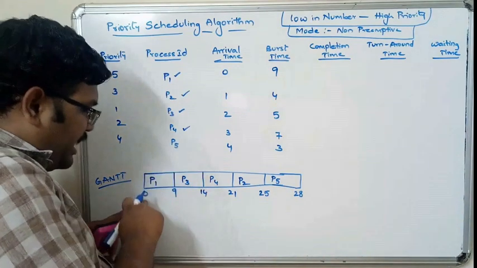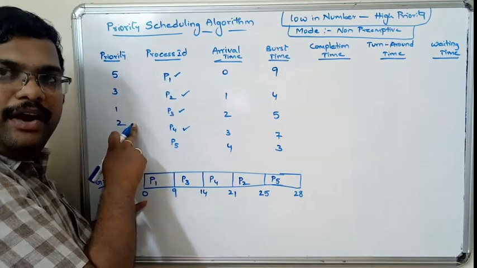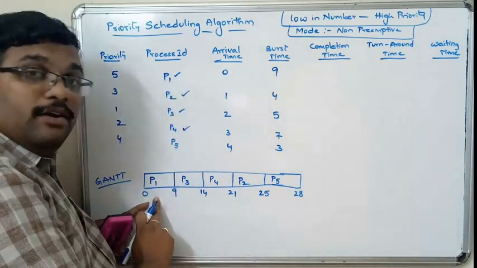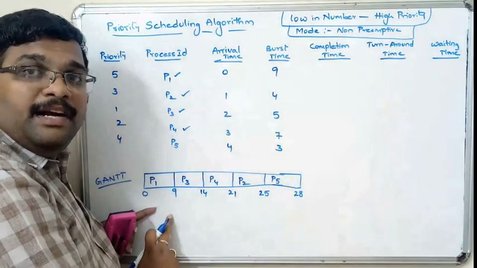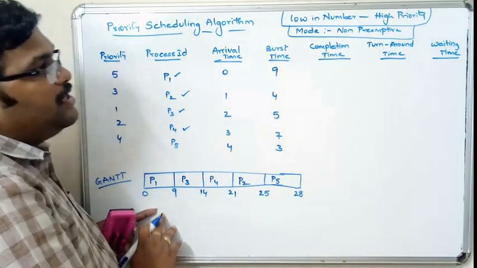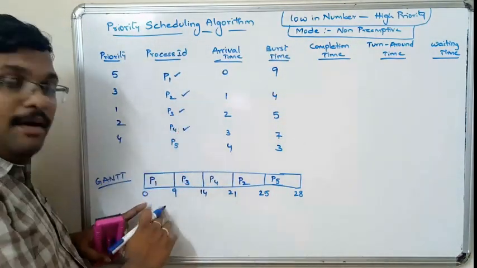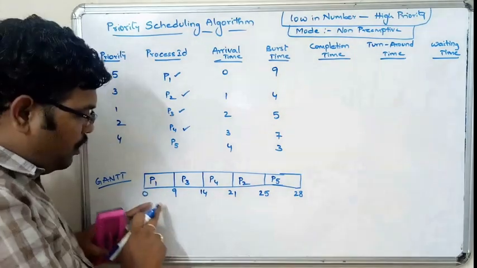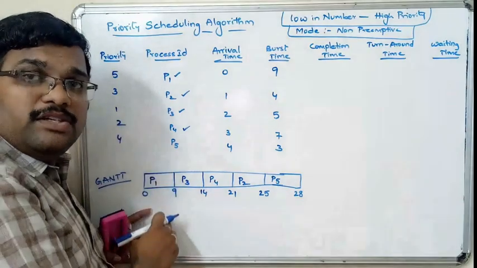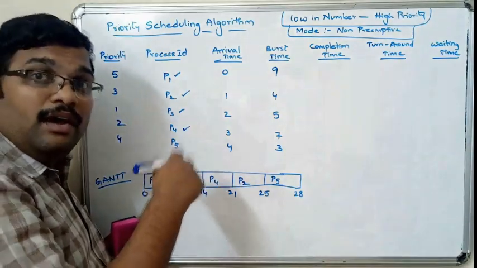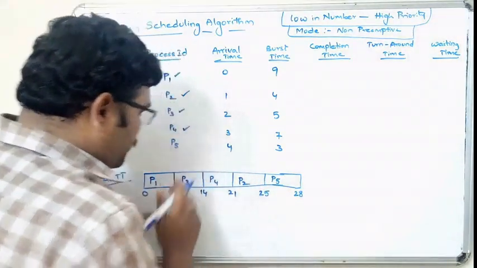Hope you understood. So at the time of 0, only one process is available. So we need not check for the priority. So automatically P1 is allocated to the CPU. This implementation is a non-preemptive algorithm. Non-preemptive means we should not interrupt the process during its execution. So we have to let it finish its execution. After completion of this execution, the next process with the higher priority should be allocated to the CPU.